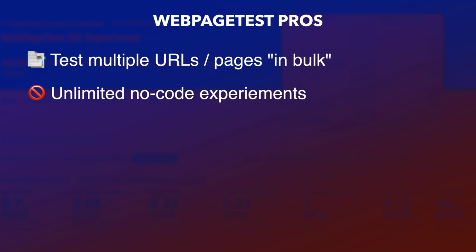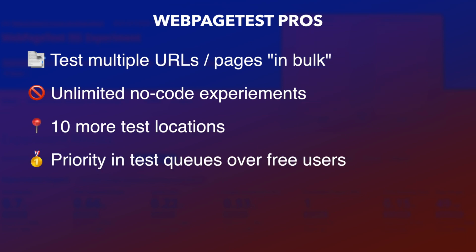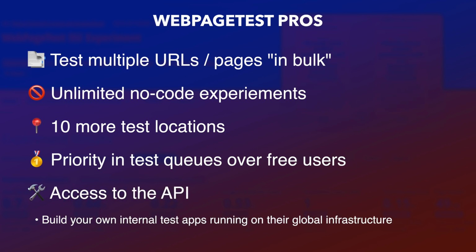By the way, this is not a sponsored video, but I also want to point out that a pro plan gets you some other nice features like more test locations, priority in the test queues over free users, and access to their API you can use to build your own apps running on their global infrastructure.